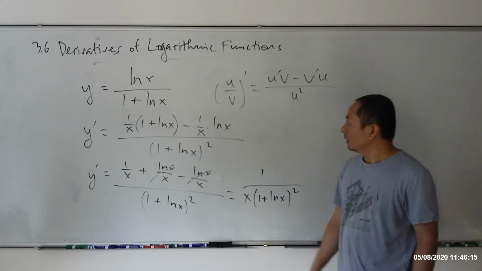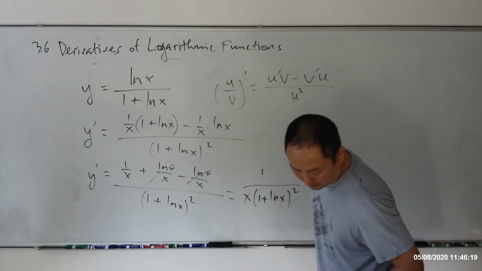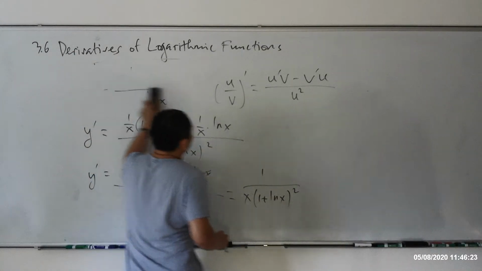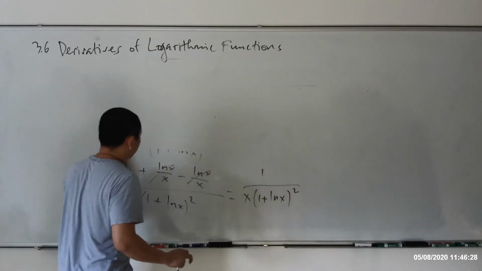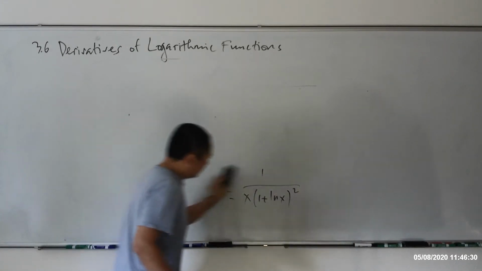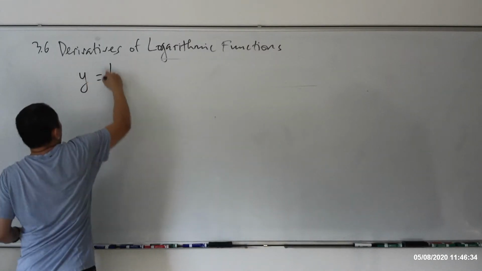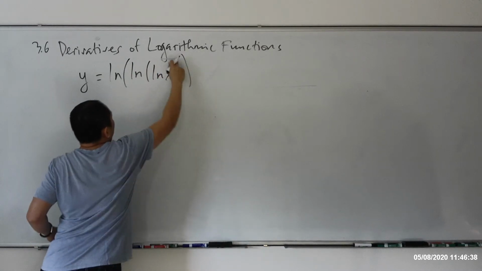Okay. Try one more. This is a good one. Try something with chain rule in it. y is equal to ln of ln of x. Okay.